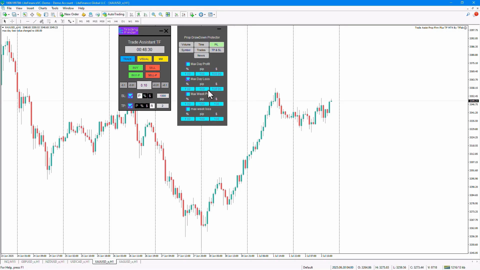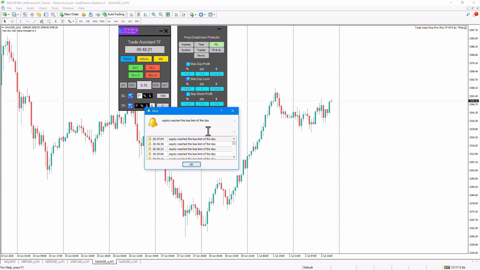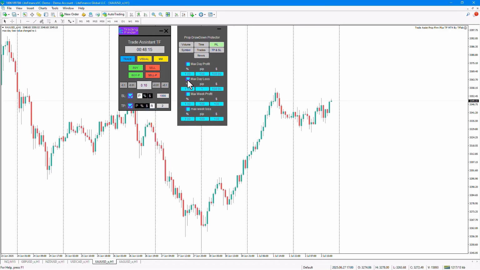Also, in this section, I can set the number of points. For example, if I set 1 point in this section and try to execute a trade, the same warning will be displayed to me again, and it will prevent my trade from being executed.